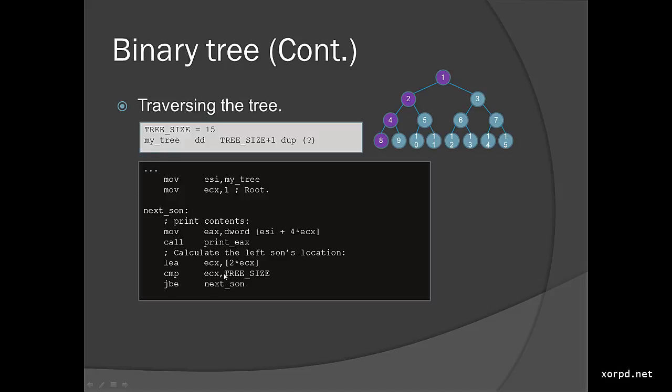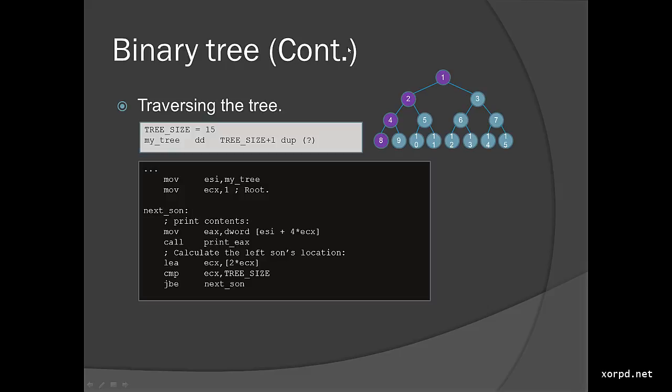Next, we compare ECX to tree size to make sure that we didn't go out of the boundary of this memory construct. And we move on to the next son, which means that now we are going to print the contents of the son. We began with 1, we printed its contents, then we move on to 2, and we print its contents, and so on. The output of this program is going to be 1, 2, 4, 8.